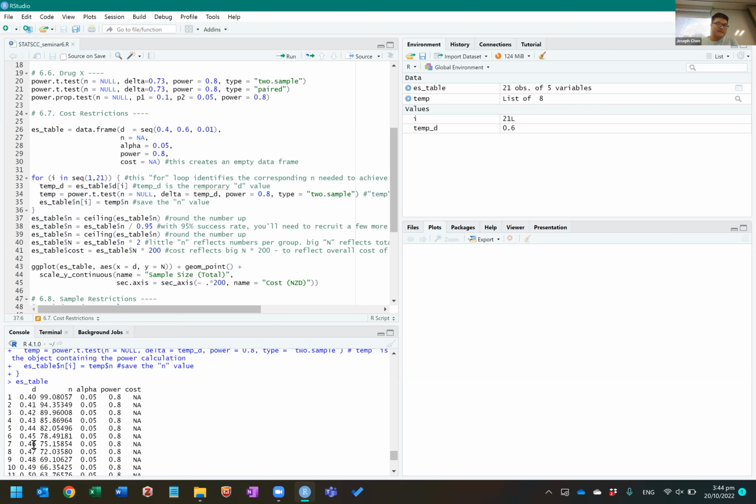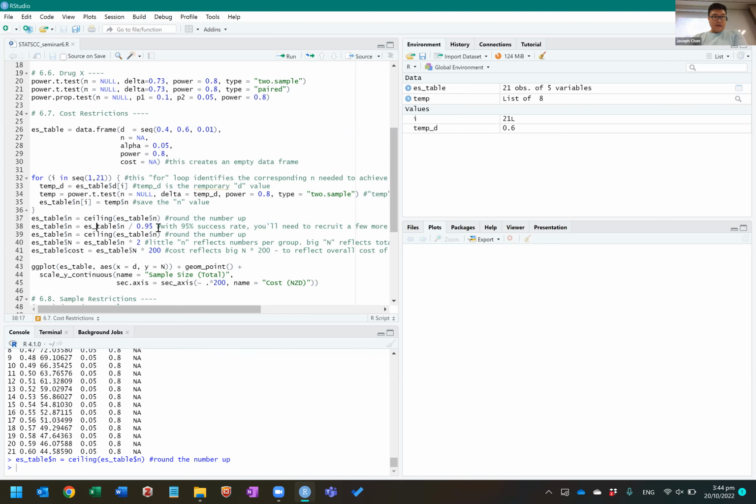Now, the fact is, you can't have 94.35 subjects, so that's why I use the next line, round the number up. You don't round the number down, because then technically you're making it underpowered. You'd rather be slightly overpowered than underpowered, so therefore we're ceiling it. Ceiling just means even if it's 99.08, I want you to round it up. So that's what it will do.